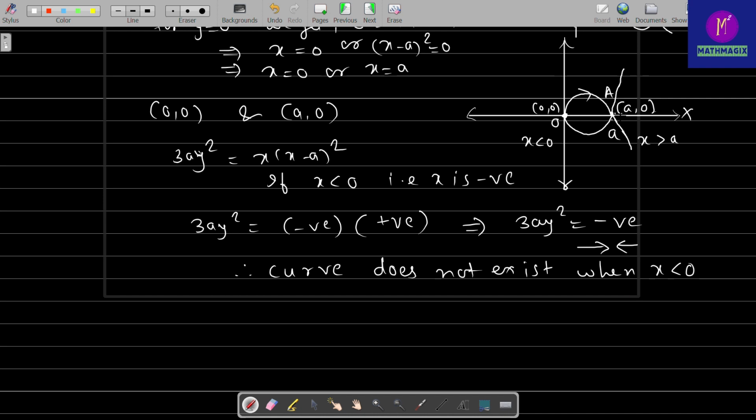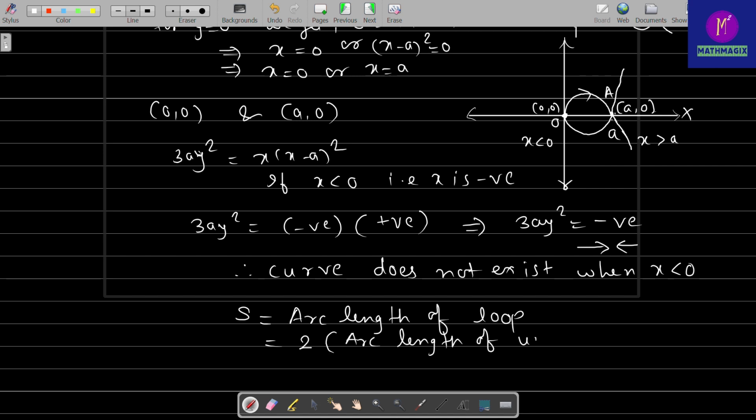Clearly this loop is symmetric along the x-axis. So instead of finding the arc length of the complete loop, we will just find the arc length of the upper half of the loop. Then twice the arc length of the upper half is the arc length of the full loop. So S, the arc length of the loop, is the same as 2 times the arc length of the upper half of the loop, and that is the same as 2 times the arc length OA.